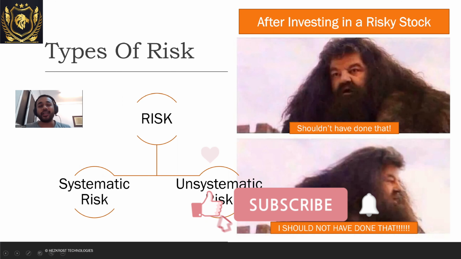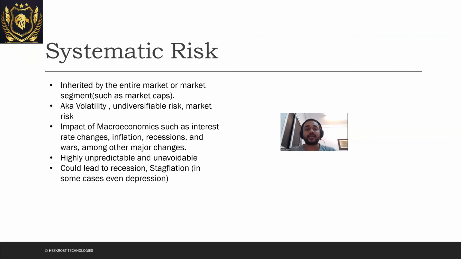Broadly classifying, not digging very deep into it, there are basically two types of risks associated with the market. One is systematic risk and the second one is unsystematic risk. So what is systematic and unsystematic risk? Let's first understand systematic risk. Any risk which is inherent to the whole market is known as a systematic risk.